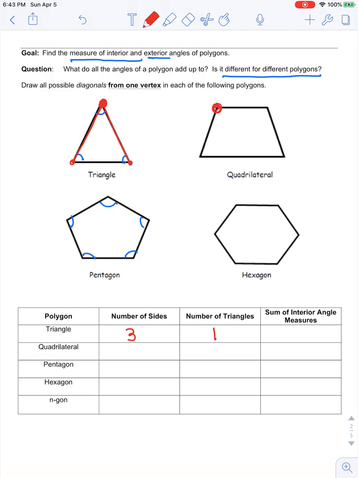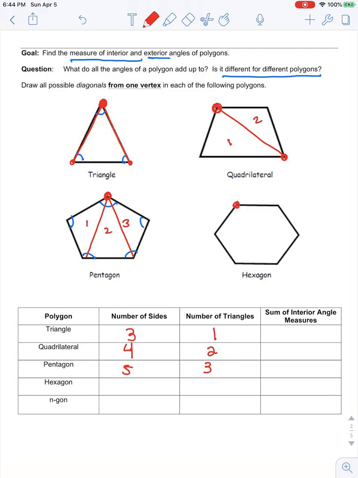If we look at a quadrilateral, pick one vertex, and again, we'll draw all the diagonals from that one vertex to a non-consecutive vertex, and we can see that this 4-sided figure now has 2 triangles drawn, triangle 1, triangle 2. If we go to the pentagon, again, pick one vertex. We'll draw all the diagonals from that one vertex. So from here to here, from here to here. And those are the only diagonals that we can draw to non-consecutive vertices.